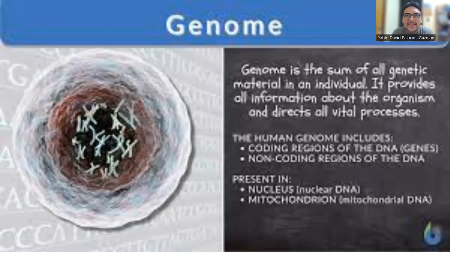For me, it's really interesting, like wow, cells and all of our body are something amazing. Also, as you can read there, the human genome includes coding regions of the DNA, some genes, and non-coding regions of the DNA. It's like saying some parts of the DNA are active and others are sleeping. Also, our genetic material is present in the nucleus and also in the mitochondria.